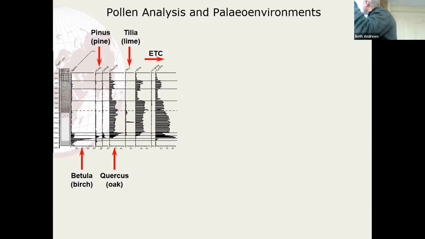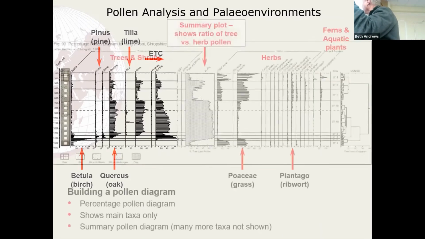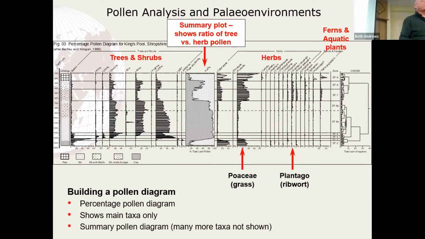And then you get what's called a pollen diagram. You've got an example of one in your conference pack. This is from King's Pool in Shropshire. So it's a percentage pollen diagram.